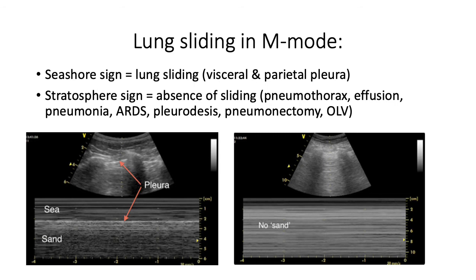Because there's lung sliding, or movement of the visceral and parietal pleura, you can see two interfaces. It's commonly called the sea and the sand. When there's a pneumothorax, or an absence of sliding, we get what you call the stratosphere sign. There's no sand because there's no lung sliding.